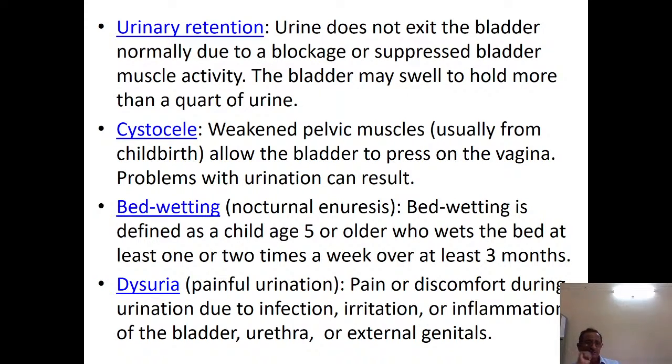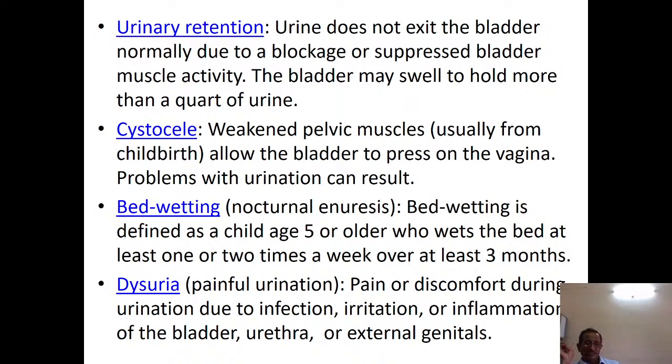Bedwetting, nocturnal enuresis. Bedwetting is defined as a child of age 5 or below who wets the bed at least 1 or 2 times a week over at least 3 months. So, if by chance a child below the age of 5 wets the bed once, it is not bedwetting. It is not nocturnal enuresis. It is defined as nocturnal enuresis when the child wets the bed at least 2 to 3 times a week over a period of 3 months continuously. So you can't call every bedwetting nocturnal enuresis unless he is doing it twice or thrice a week for a period of 3 months.